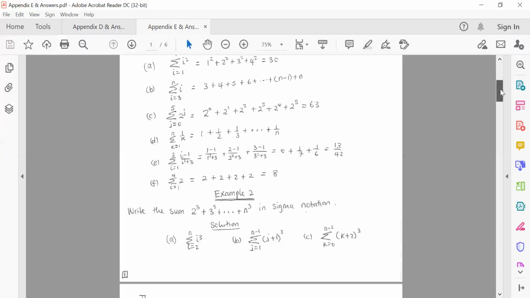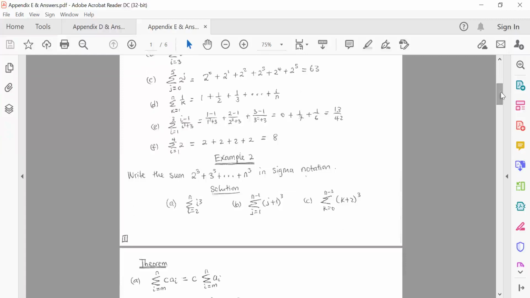Example 2, they say write the sum in sigma notation. You see that there's so many possibilities, but these are some of the few answers that I'm expecting to see if I ask you this question. If I ask you to write sigma notation, remember sigma notation means I want to see the summation sign from i equals to something or from j equals to something. You can use any variable.